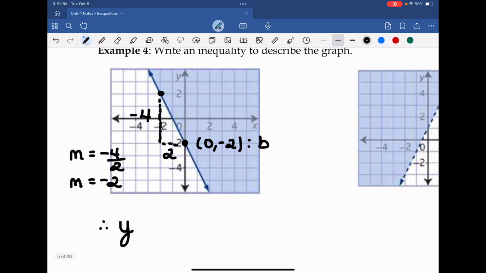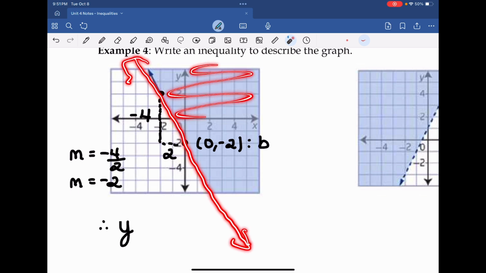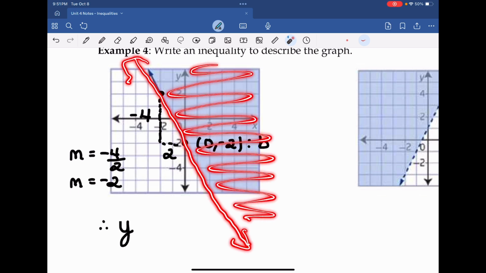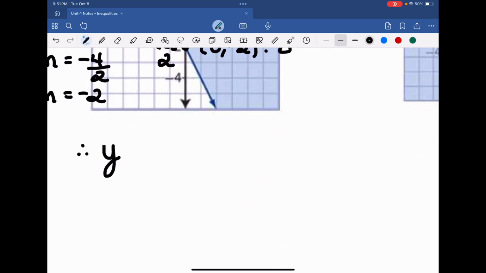If we know that the shading is above the line, we clearly see that it's all above. If I was to sketch this out all the way to infinity in the left and right, above the line is considered to be up here. And then if this is above the line, it means that our inequality, first and foremost, is that it is greater than or equal to.